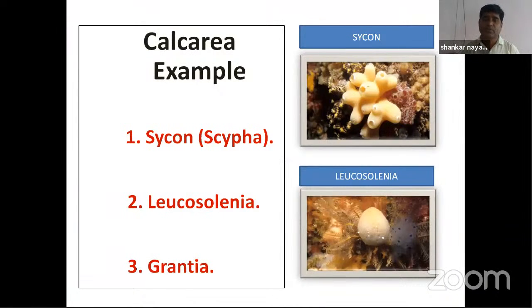Calcarea examples: Sycon, Leucosolenia, and Grantia. So here, Sycon is there and Leucosolenia is there. See how these are.